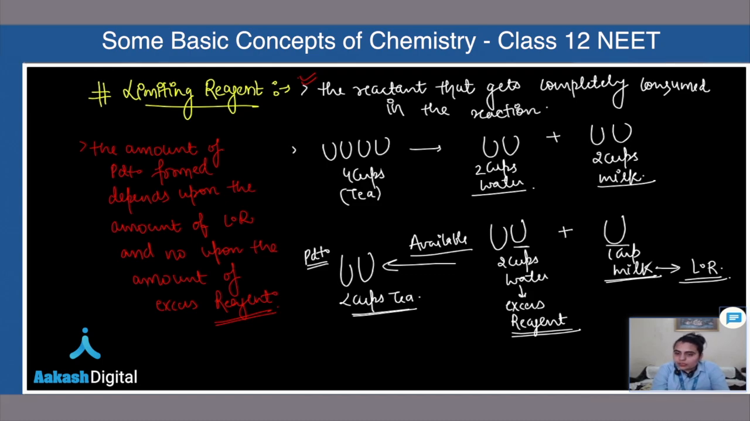Clear to everyone? Fine. Now let us proceed and see how to calculate limiting reagent in the question. If some amount is given to us, then how will I see? See, I'll give you one easy method to check very fast what your limiting reagent in the reaction is. Okay, let us discuss this with the help of one reaction.